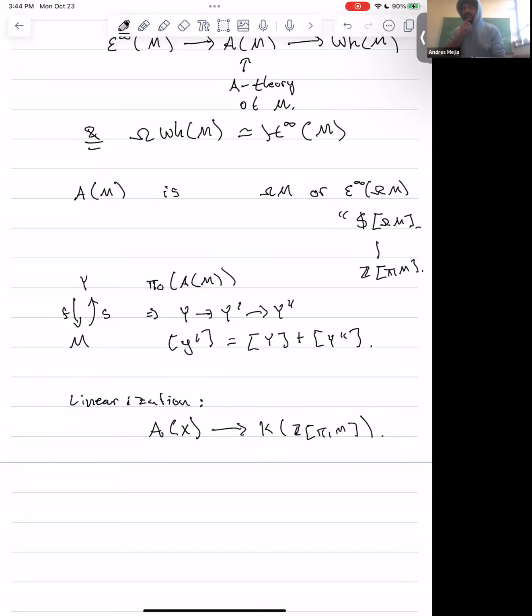Oh, there's a linearization map from A theory to the K theory of Z pi 1. And the idea is to test the non-triviality of elements by their image. That's all I said. Okay, well, I can pause now for questions if there are any.